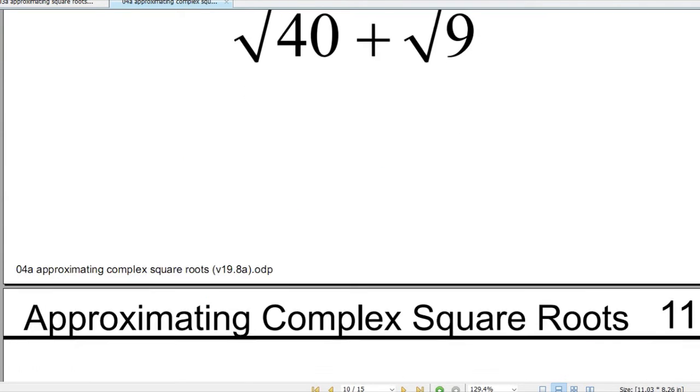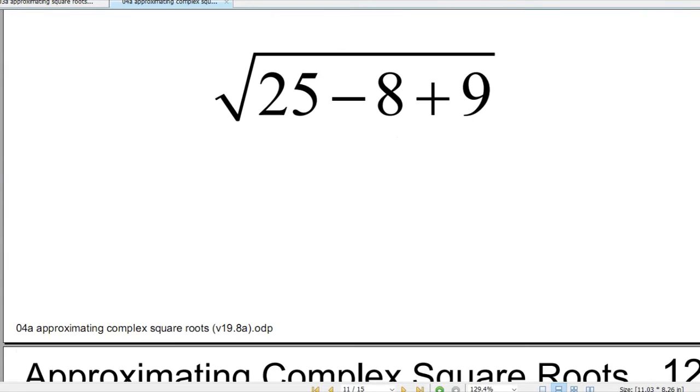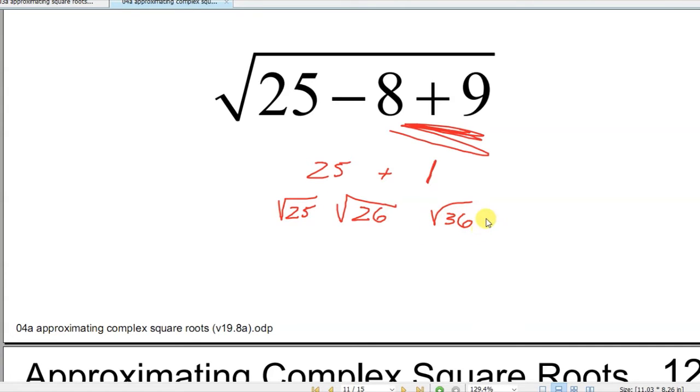Let's do another one. Do you want to take the square roots first, or do you want to add and subtract first? Well, we're going to add and subtract first. Actually, I'm going to start with this. What's 9 minus 8? 9 minus 8 is 1. So this whole thing becomes a 1. So this is 25 plus 1, so it's 26. So I'm going to find the square root of 26. Let's find its neighborhood. It's somewhere between 5 and 6, and it's actually much, much closer to the 5, isn't it? So I'm going to put it at about 5.1.